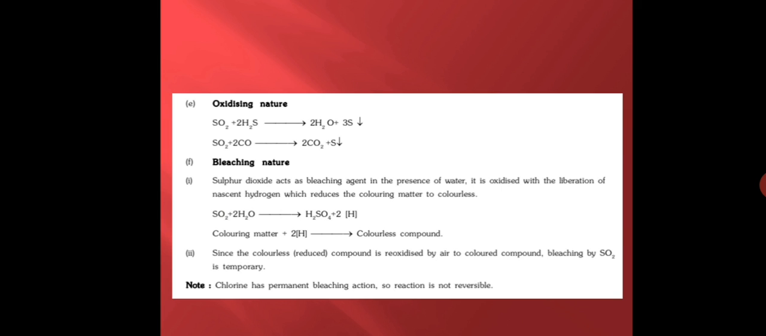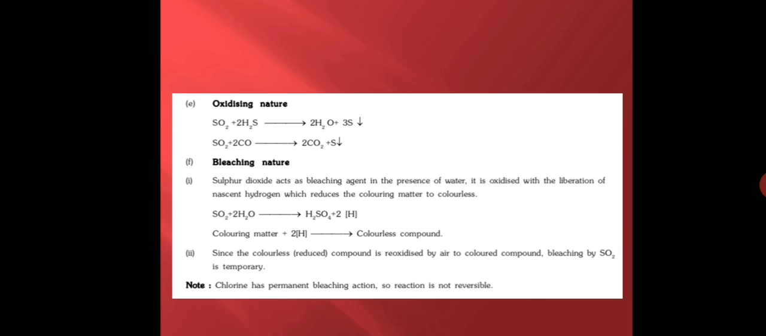Another reaction where we see the oxidizing nature is when sulfur dioxide reacts with carbon monoxide, it forms carbon dioxide plus elemental sulfur. Again here carbon monoxide is oxidized to CO2. So sulfur dioxide shows oxidizing behavior also.